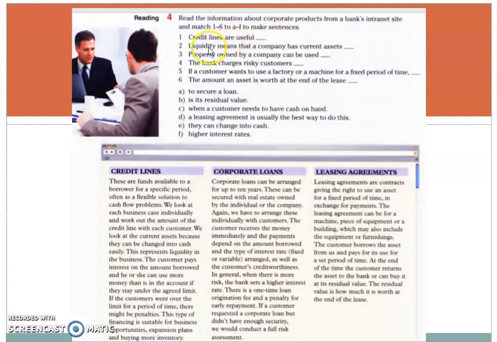So again, I will just give you another example, number 1. Credit lines are useful because, what's the answer? A, B, C, or D? The correct answer is letter C. Credit lines are useful when a customer needs to have cash on hand. I explained to you already. Wow. So you have another point. So you have now a total of 3 points. Next.